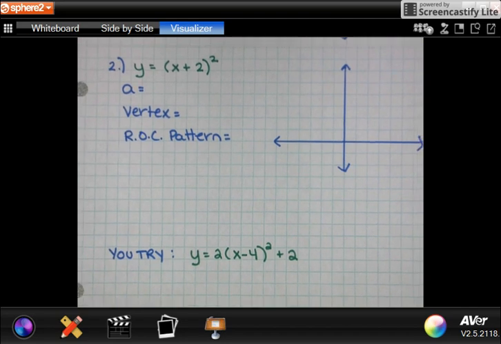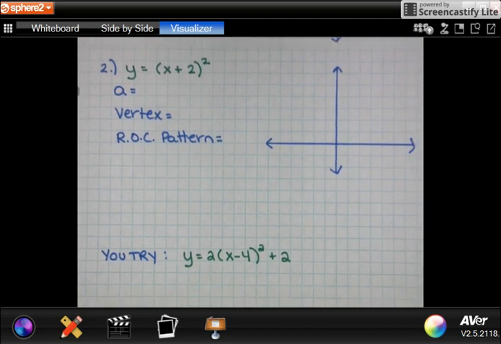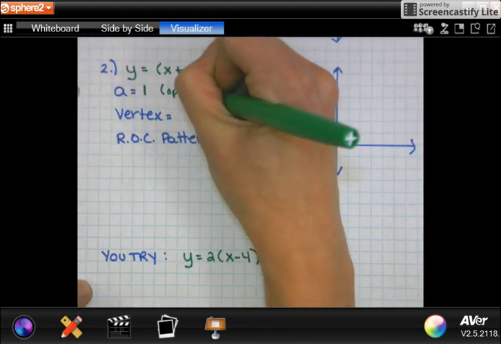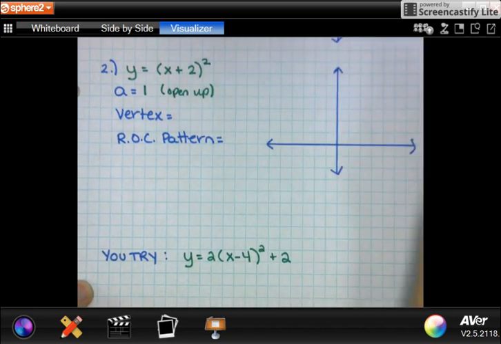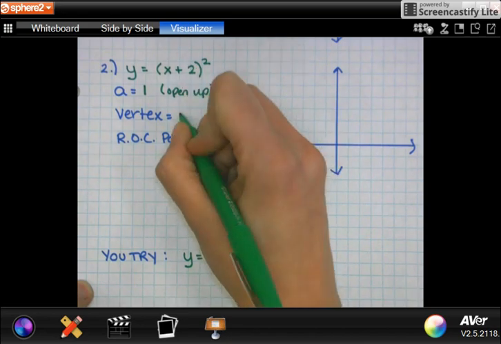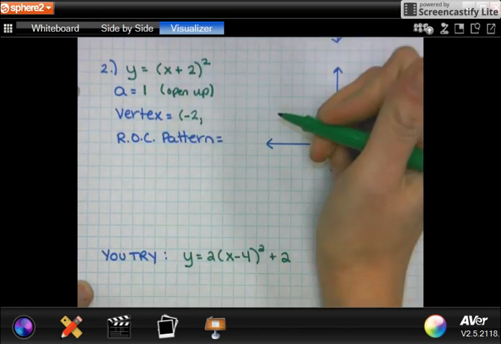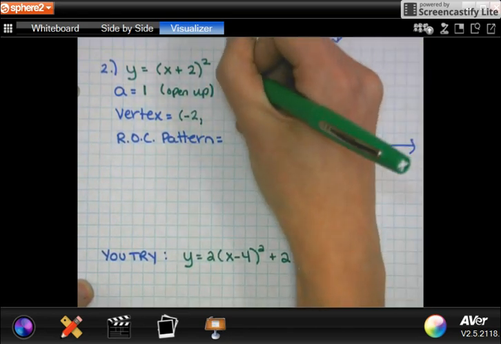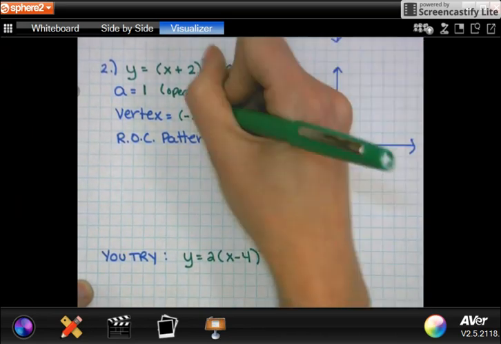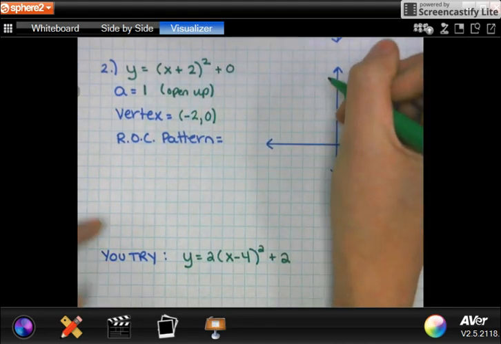So my second example is the equation y equals x plus 2 squared. So my a value, again, if you don't see anything out front, we're going to assume that a is 1. And because it's a +1, this graph is going to open up. My vertex, even though that's an x plus 2 inside, I know that my h value is really -2. And my k value out back, there's nothing there. So I'm going to assume that that's a 0. So my vertex here is at (-2, 0).